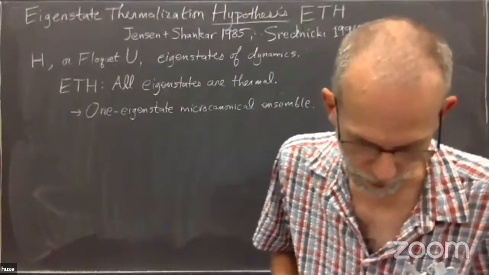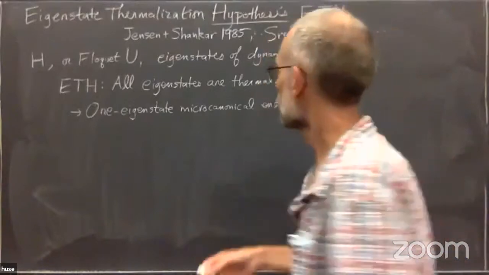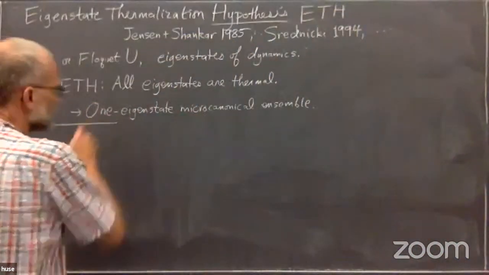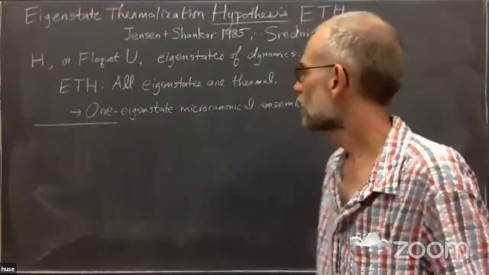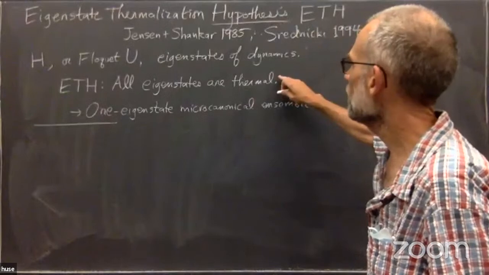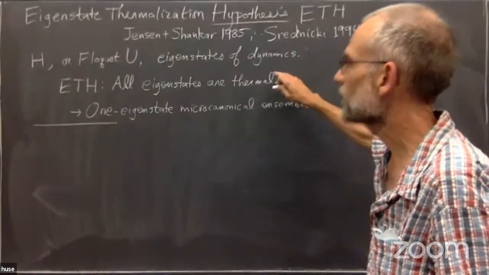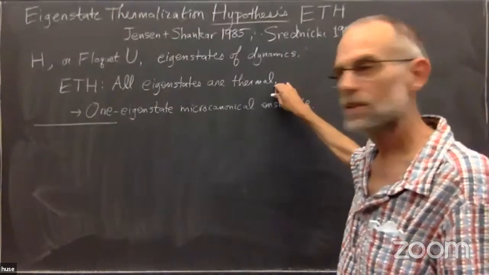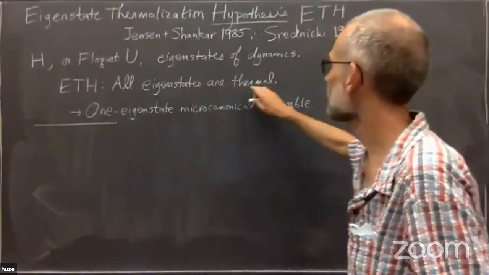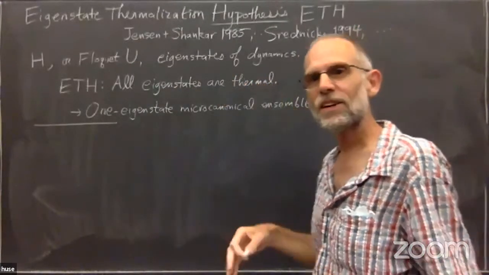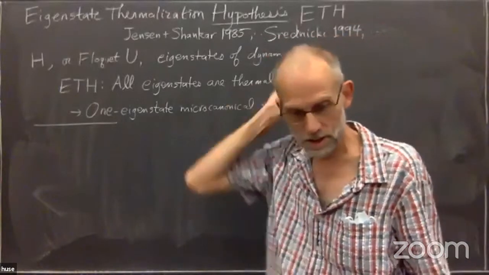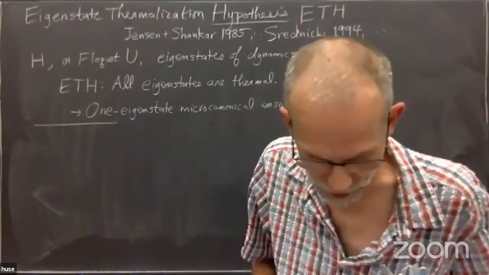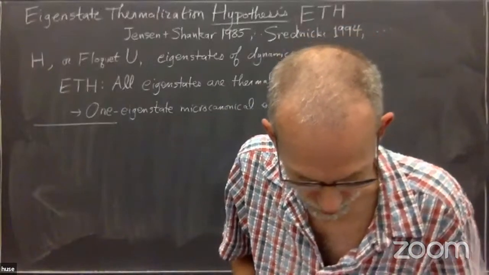Yeah. Okay. So now let me say a little bit more about ETH. This ETH I'm saying here is what I call the diagonal part of ETH, meaning one eigenstate is thermal. And then, Srinichi pointed out, there's interesting stuff going on off the diagonal. And so let me just show you that.